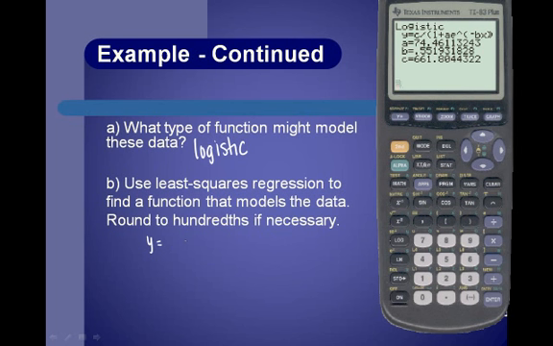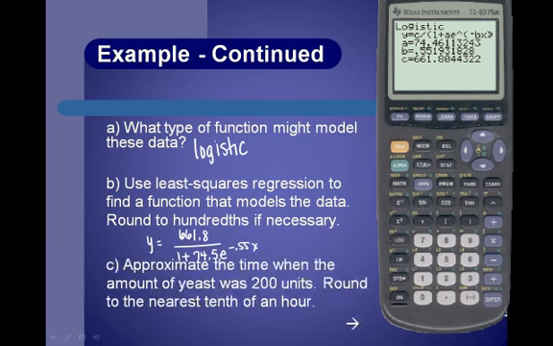Okay, so this one is C, which is 661.8 divided by 1 plus 74.5 e to the power of negative 0.55x. And then part C says approximate the time when the amount of yeast was 200 units. Round to the nearest tenth of an hour.